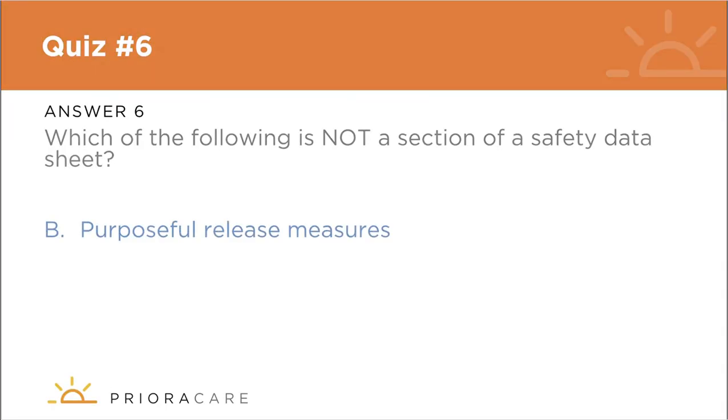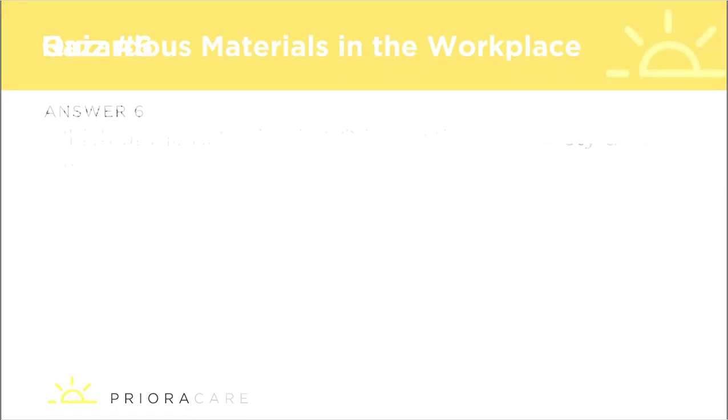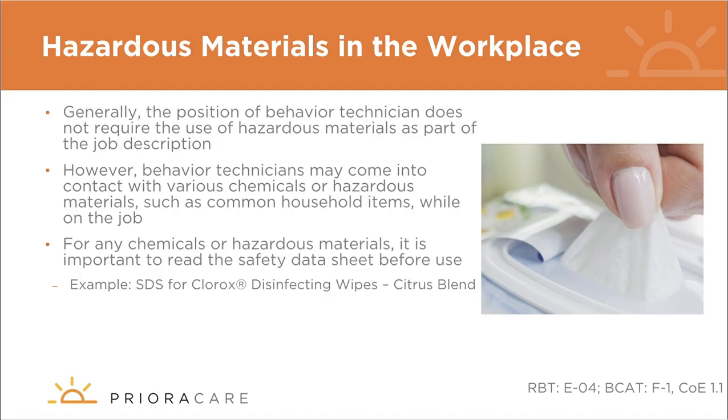Right, the answer is B. Purposeful release measures are not a section of a safety data sheet. Now that we have covered the safety data sheet, let's go over the topic of hazardous materials in the workplace. Generally, the position of behavior technician does not require the use of hazardous materials as part of the job description.